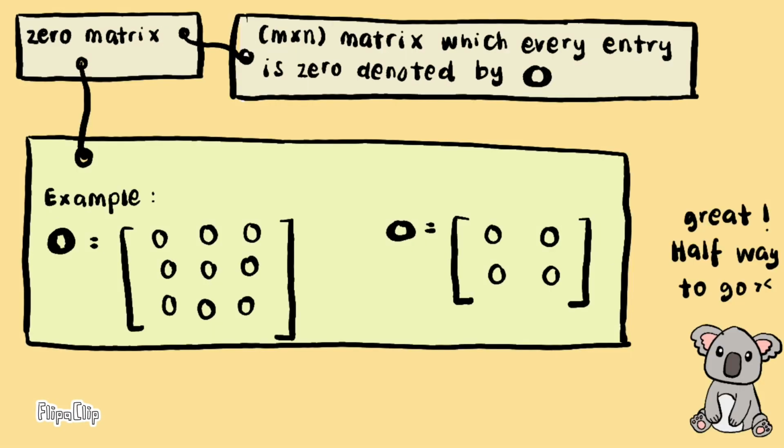Next is the zero matrix. A zero matrix is an m times n matrix in which every entry is 0, denoted by O. As we can see, all the numbers in the matrix are 0.